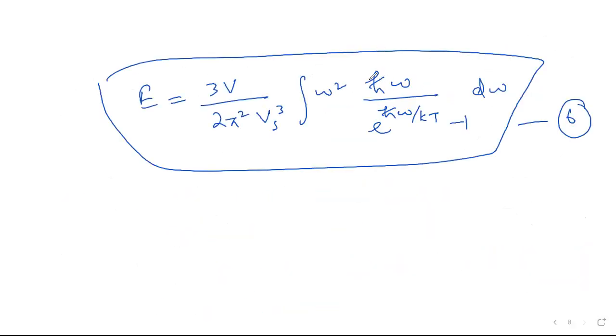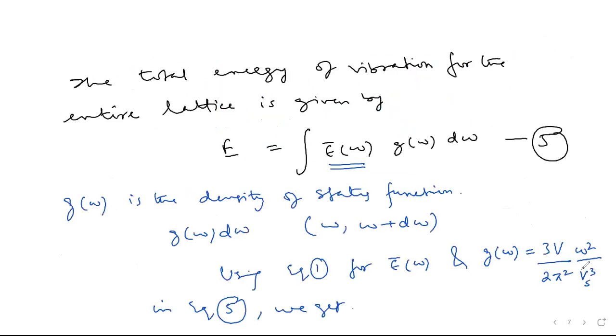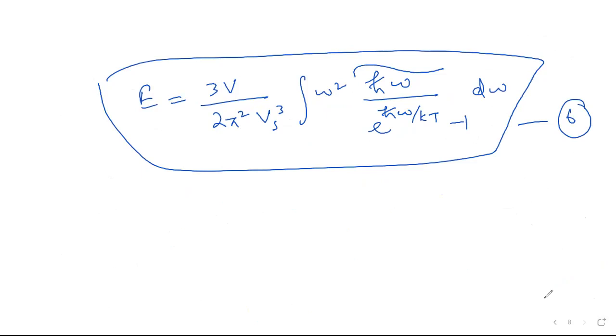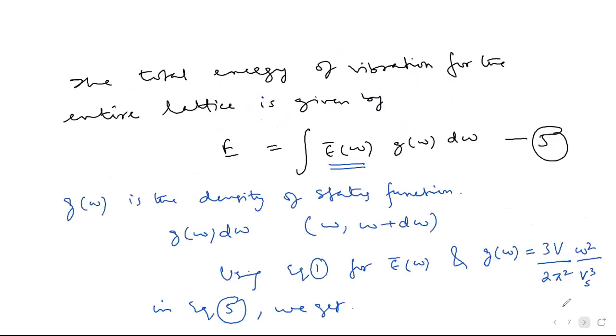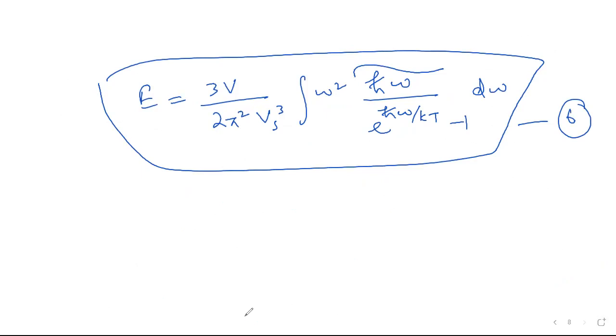That is ħω by e raised to the power ħω by kT minus 1. And this thing, 3V by 2π² ω² by vs³, is g of ω. As you can see, 3V by 2π² ω² by vs³. Right? So this is our equation 6, which gives us the total energy of a solid, 3V by 2π² vs³ ω² ħω by e raised to the power ħω by kT minus 1, according to the Debye model.